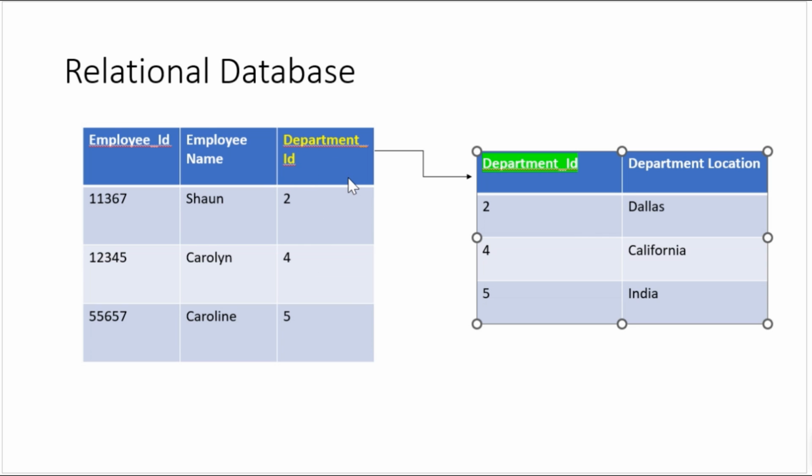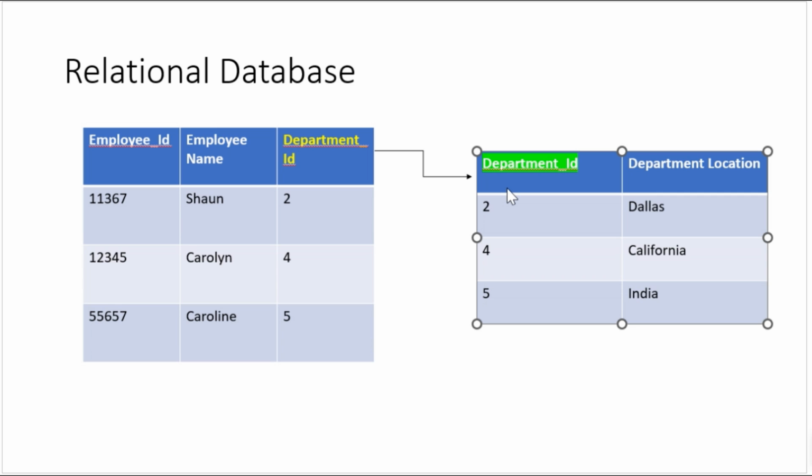So a foreign key is actually a key which is pointing to the primary key of another table, right? So there is a relationship between both the tables. So this is what we call a relational database. Now you might be thinking that we do have a relational database. What is the need of the non-relational database?